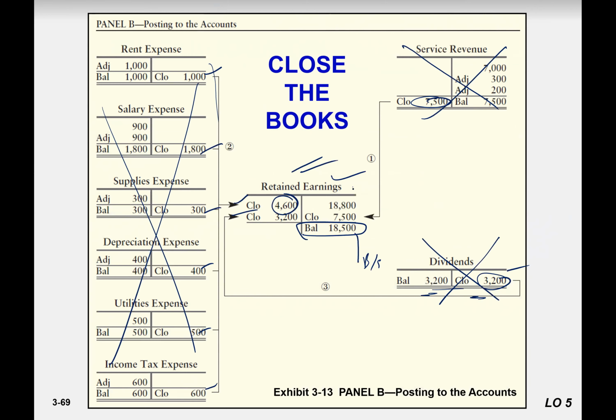So the normal balance for retained earning is credit, and we know that this is an increase. It means this will go to owner's equity as a plus 18,500.